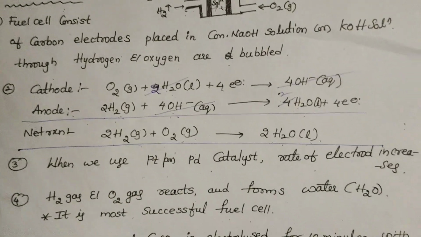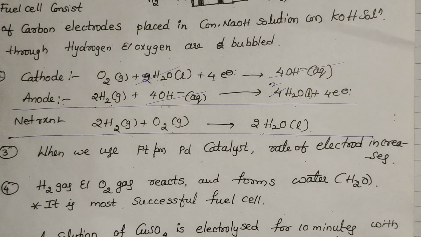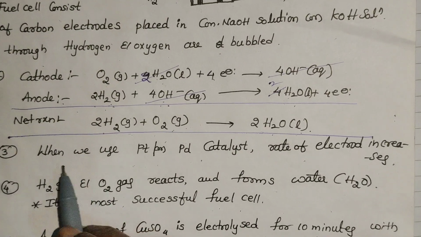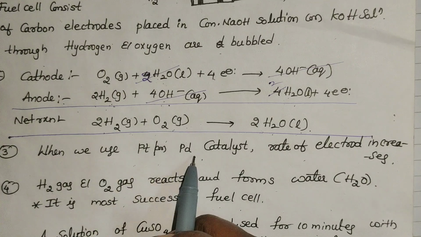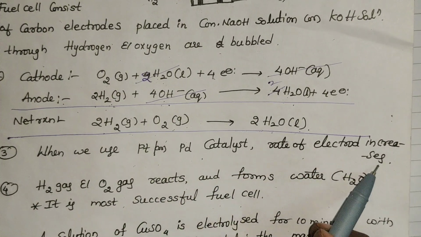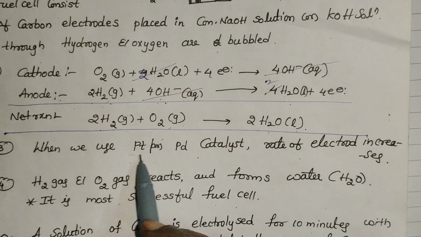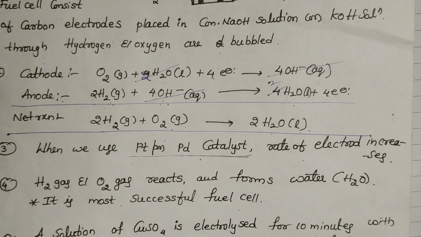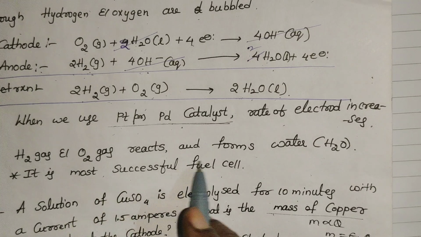Remember, beta. Time is less, that is why I am telling fast, so please try to understand my situation. When we use a platinum or palladium catalyst, the rate of the electrode reaction increases. Here we have to use a catalyst. What is that, beta? Either platinum or palladium. Next, hydrogen and oxygen gas react and form water.